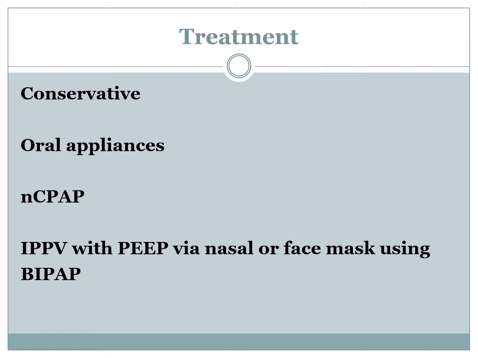Treatment: we have conservative methods in the form of reducing alcohol, sedatives, and so on. The use of appliances to manipulate the mandible may be of value in relieving obstruction. The classic and ideal therapeutic measure here is nasal CPAP, which will relieve obstruction by splinting the upper airway. In severe cases, we may resort to positive pressure ventilation and the use of BiPAP.